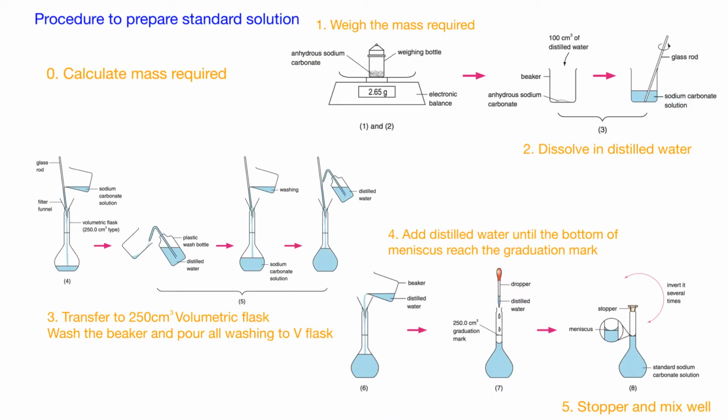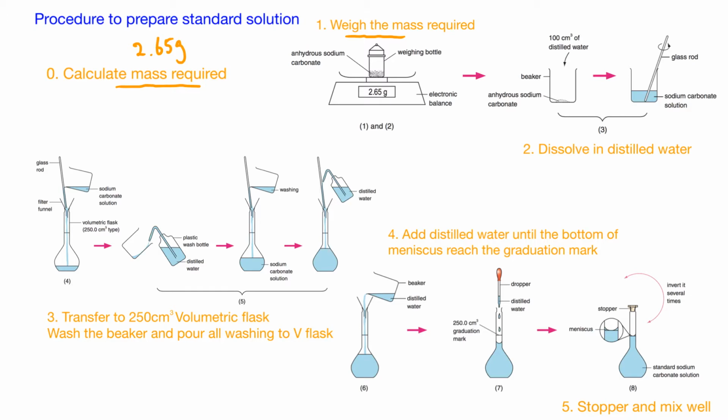So the procedures, basically, what you need to do first of all is calculate the mass required. In this case, we need 2.65 gram. But when we weigh out the mass required, everyone will be slightly different. So the concentration, the molarity of your standard solution, will be different.